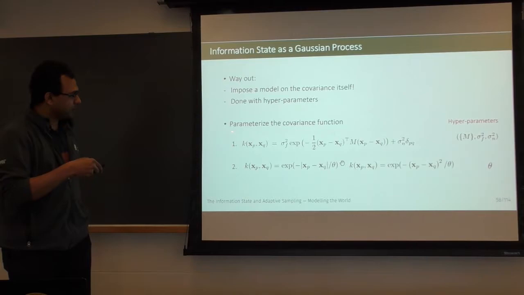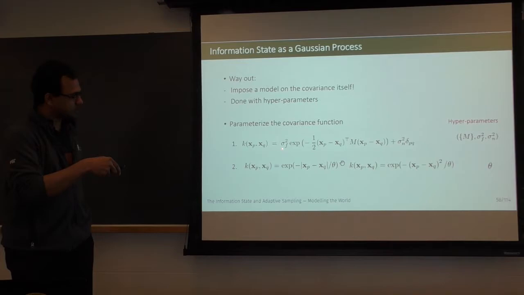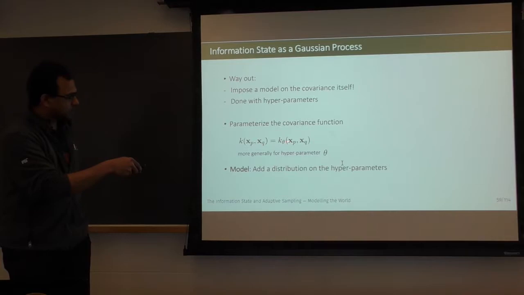So for example, this is an example of a covariance function that we just saw. Here sigma f, matrix M, and sigma n are what are called hyperparameters. And this is another covariance function, which only depends on theta. Here theta is a hyperparameter. In general, you have a covariance function that is parameterized by a certain theta.